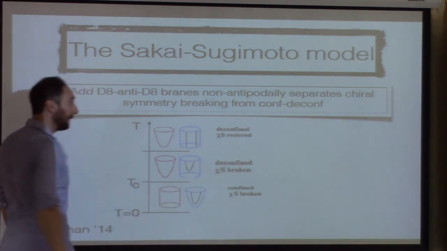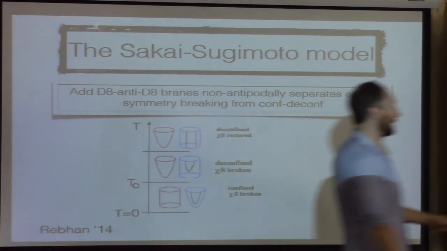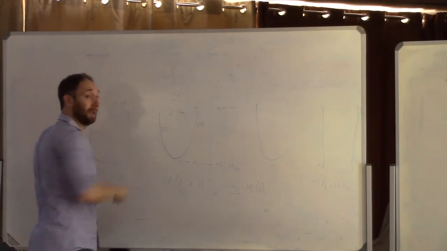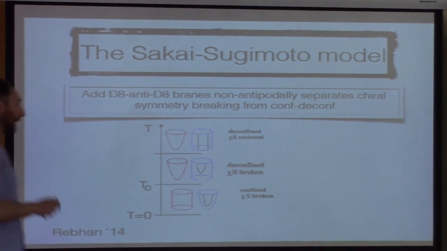In the low temperature phase, which is this phase here, there's no choice but for the branes, the D8 and the D8 bar, to link up. So it's a confined phase. Low temperature is a confined phase, and the chiral symmetry is broken.